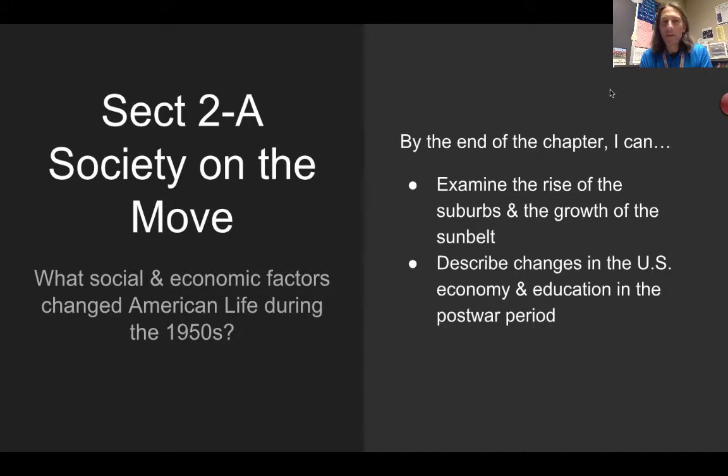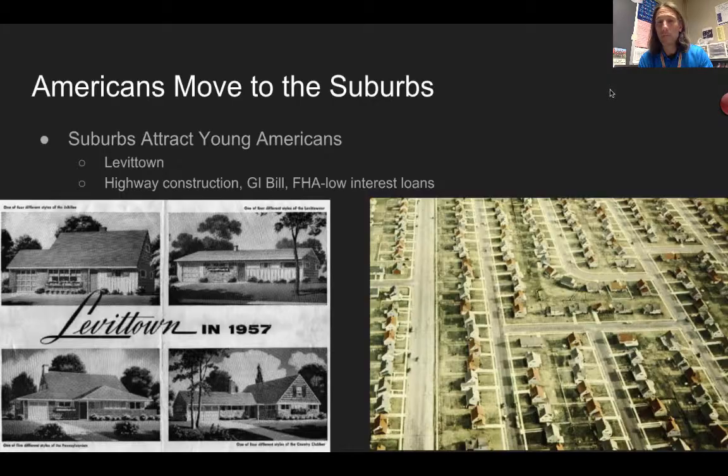US Chapter 17, Section 2, A Society on the Move. What were the social and economic factors that changed American life during the 1950s? We'll look at the rise of the suburbs, the growth of the Sun Belt, and then changes in the U.S. economy and education during this post-war period.